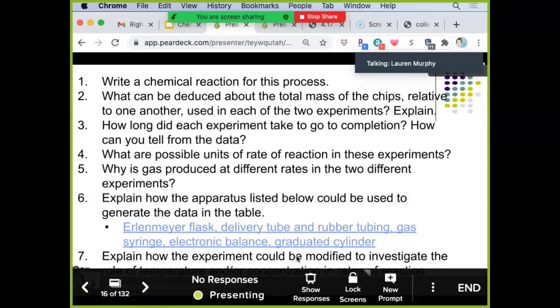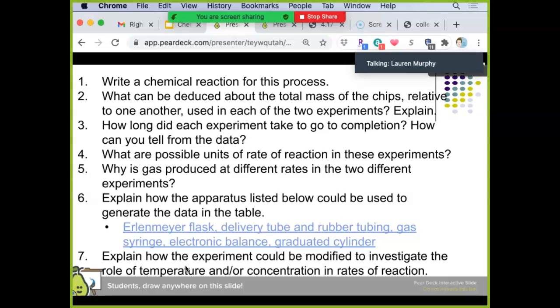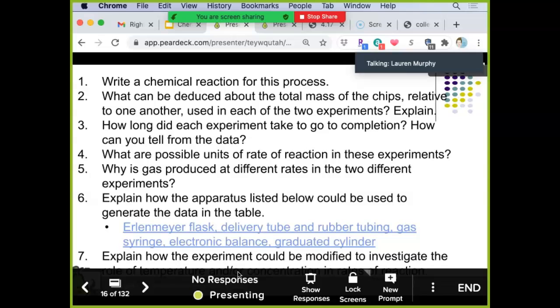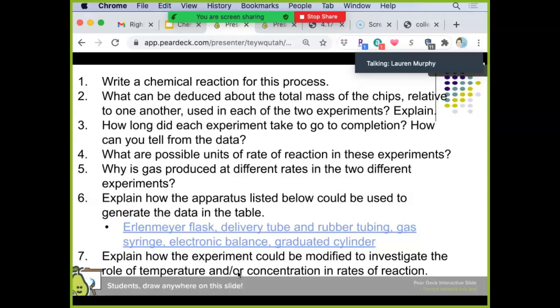So how could you modify the experiment to do concentration or temperature? You could just pick one of them, either the small chips or the large chips, and then you could do the reaction at different temperatures. You could do a lower temperature, a higher temperature, and graph the rate of the reaction. If you want to change the concentration, the calcium carbonate won't help with that because the calcium carbonate is solid. So changing the concentration should be done with the HCl.